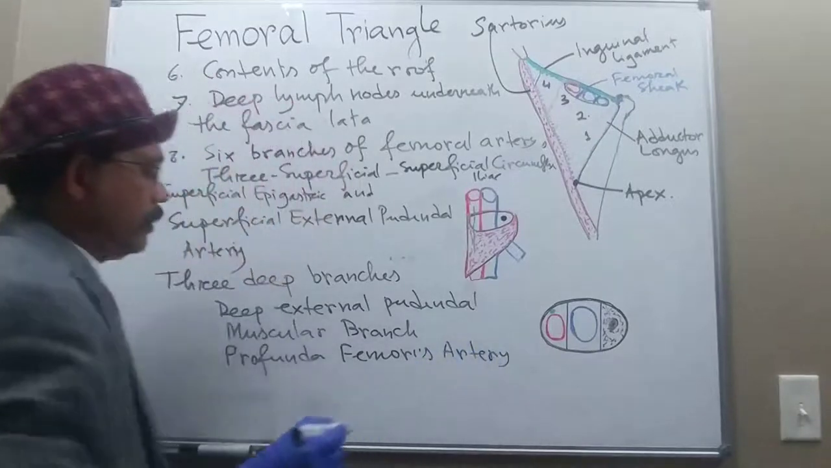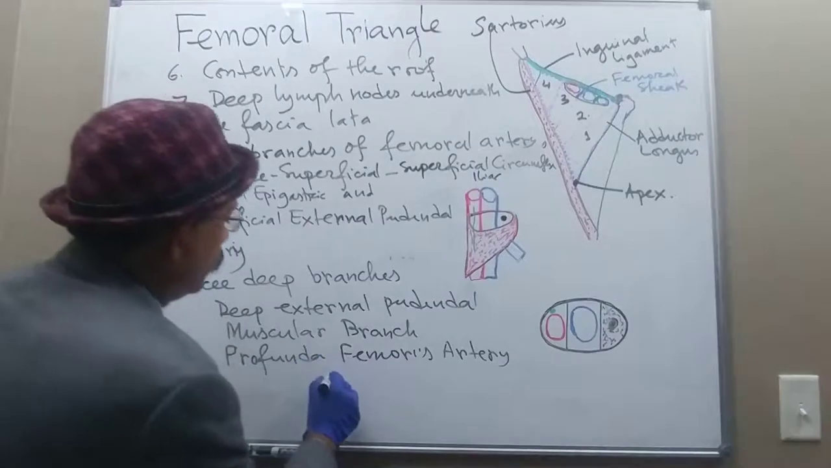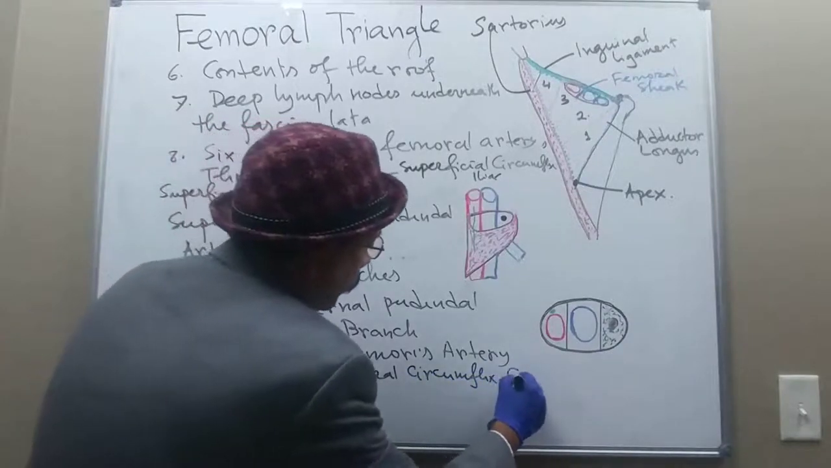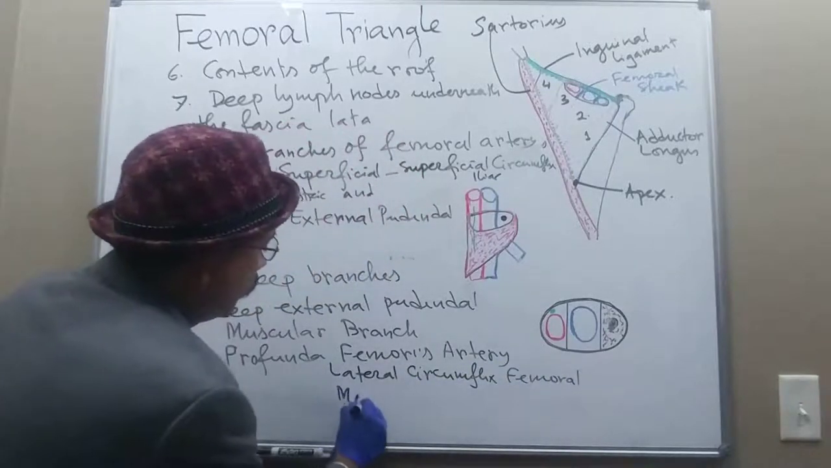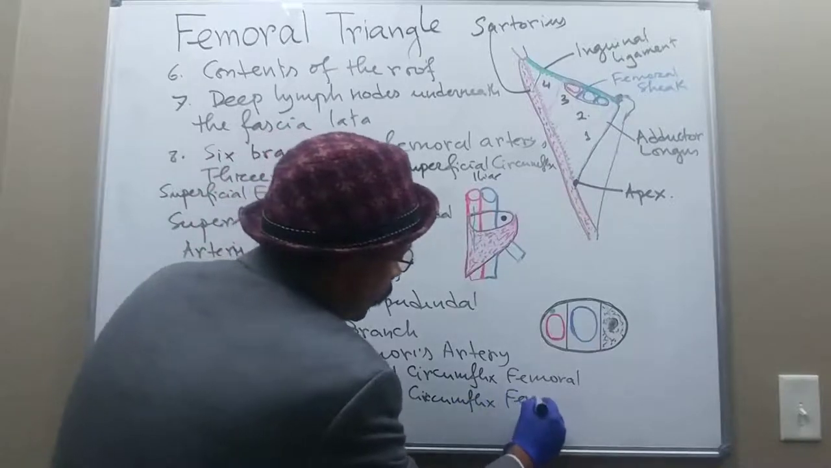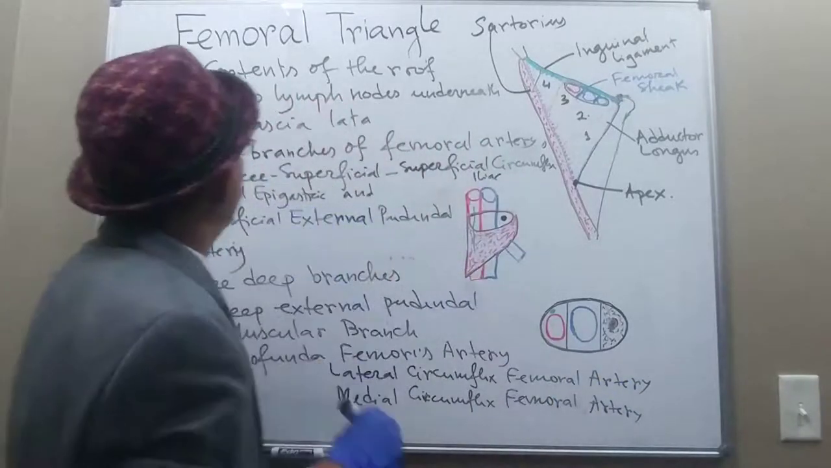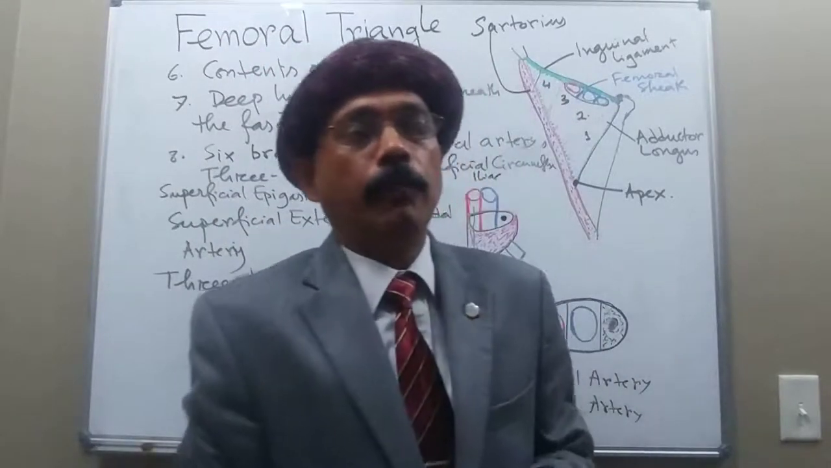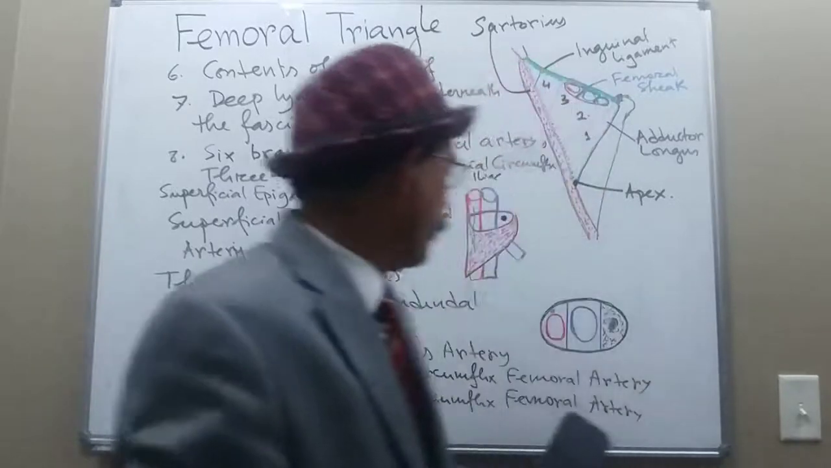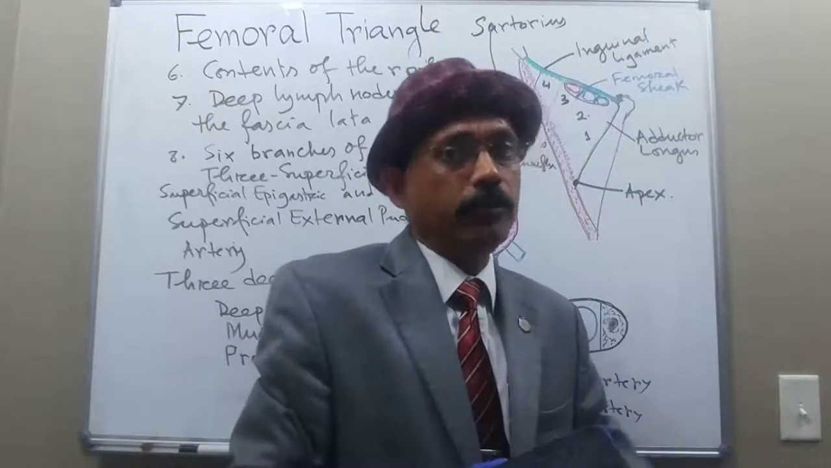The profunda femoris artery is also called arteria profunda femoris. It has two branches. One is the lateral circumflex femoral artery, and the medial circumflex femoral artery. We got the contents of the femoral triangle. We had the branches of the femoral artery, three superficial, three deep, the profunda femoris artery, and the lateral circumflex femoral artery. It actually divides the femoral nerve into superficial anterior division and posterior division.